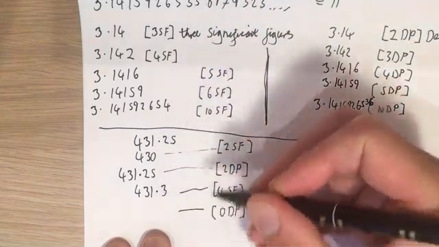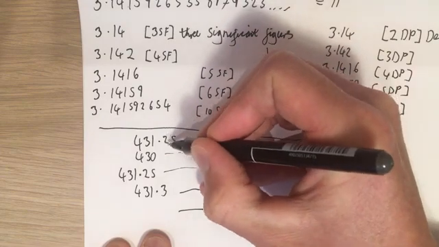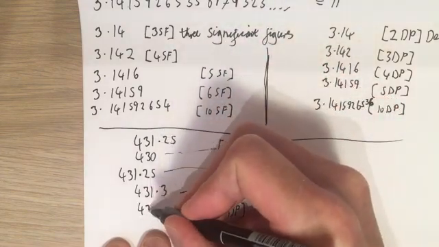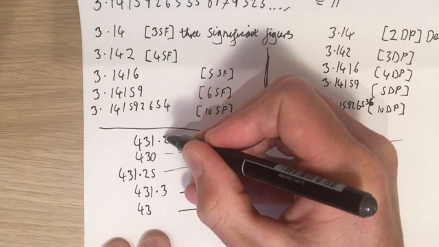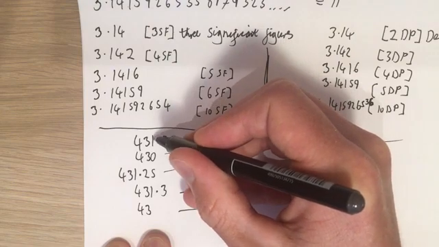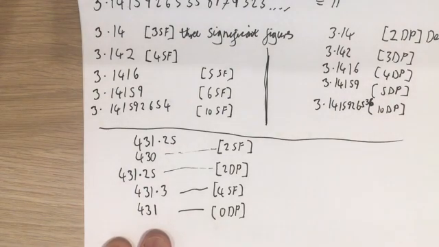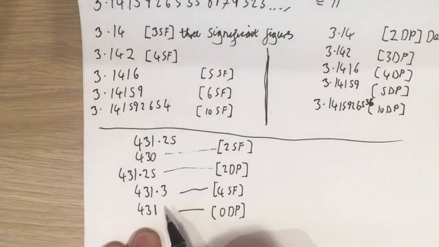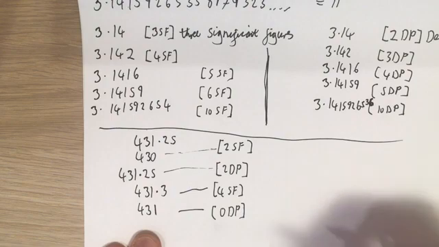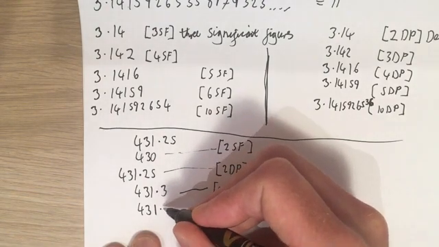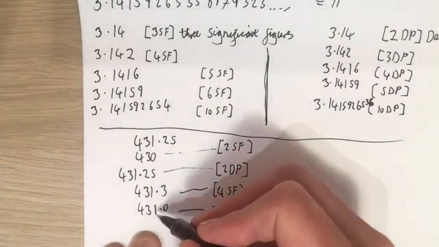0 decimal places. Well, I'm not allowed to keep any decimal places, so I've just got 431. The 2 comes next, so it stays at 431, does not round up to 432. So there you go. That is my final example. 0 decimal places. There are no numbers after the decimal point. I mean, you could probably put 0.0 if you want, but that's a bit silly.